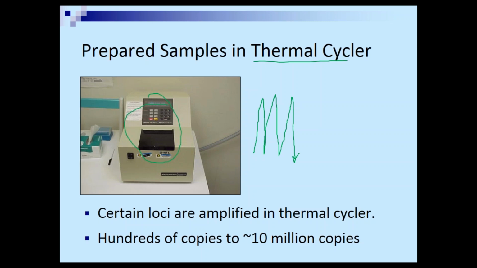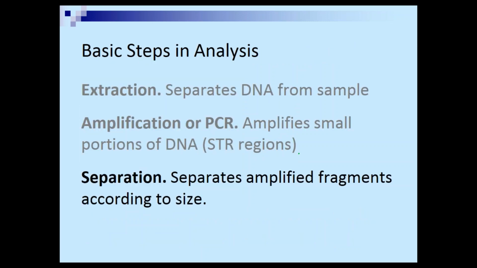Okay, and this, you can see, is a lot easier to analyze and to visualize on the next instrument than if you were just chopping up those 1,000 copies and spreading it out on a gel. All right. Okay, so we amplified our DNA. We've amplified not one area of DNA, but 13 areas of DNA, 13 STR locations.